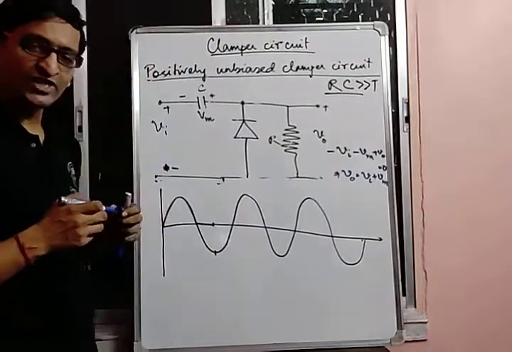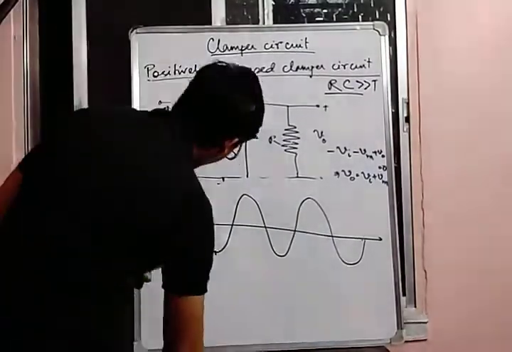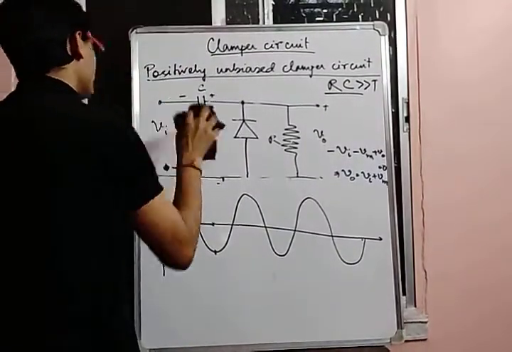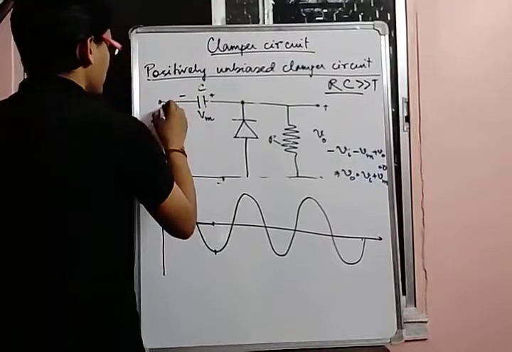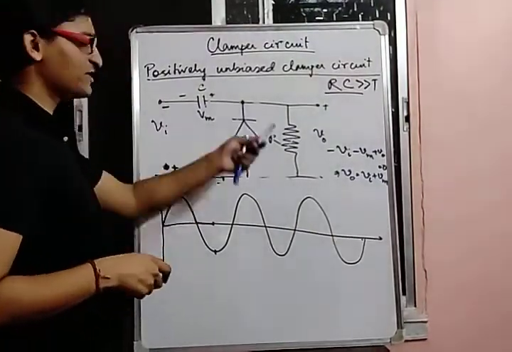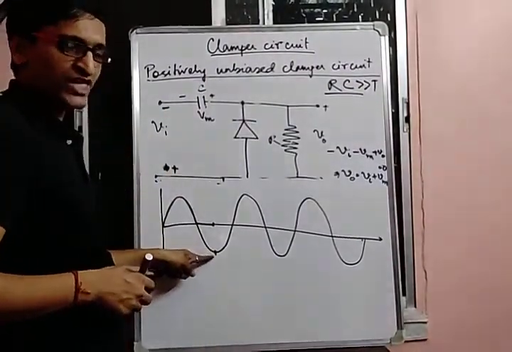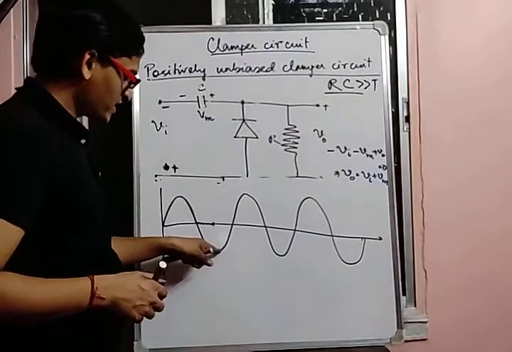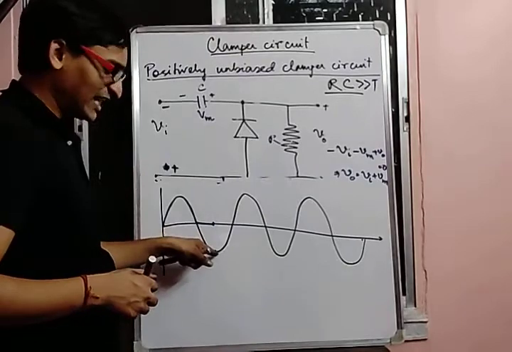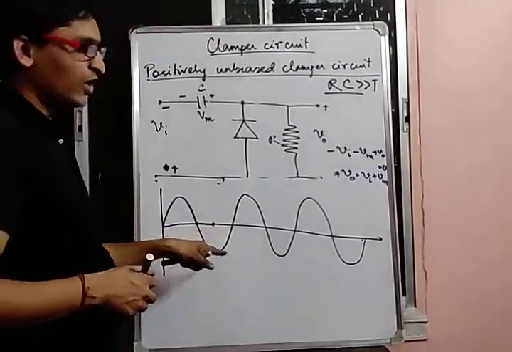The output voltage will be 0 till this point. What will happen after that? During the negative half cycle, this one was negative and this one was positive. As a result, this capacitor was getting charged up, and it has got charged up to Vm. Now, as soon as the input voltage starts to increase, what will happen?